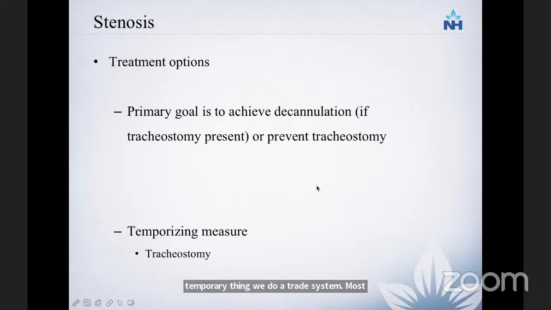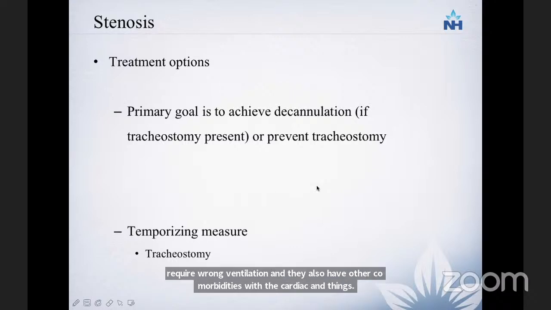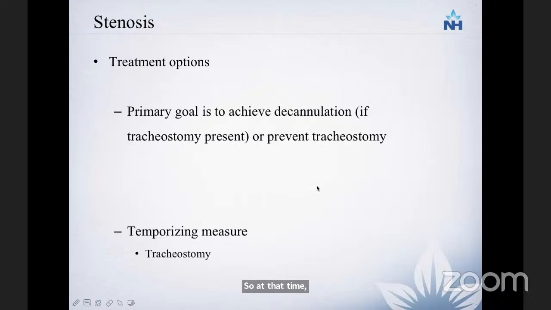Here in our hospital we have a big cardiac center, so children with cardiac issues require prolonged ventilation, and they also have other comorbidities with the cardiac disease. So at that time, the temporizing measure is the tracheostomy, and later when the child is out of all this, we plan for an airway reconstruction for them.